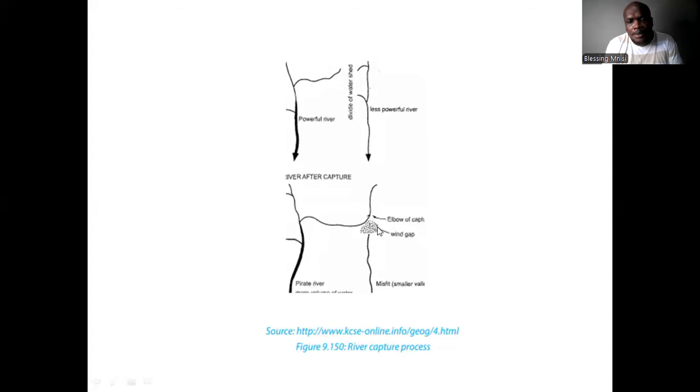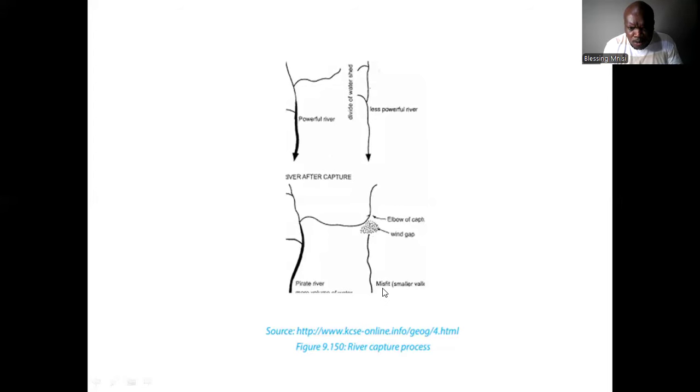And then this is the part where we are going to have the wind gap. The wind gap will be here because there's less water now flowing in the captured stream. And then here we are going to have the misfit, because the volume of water that used to flow in the captured stream has decreased.